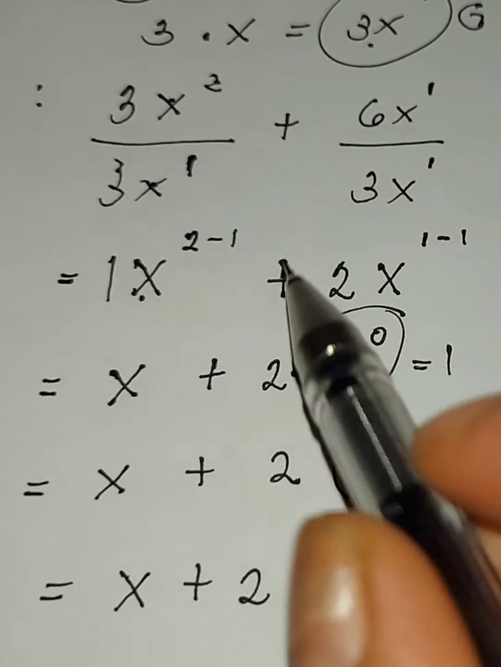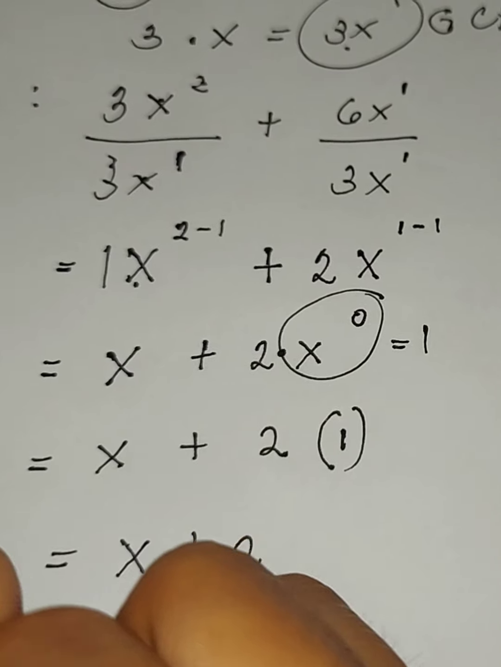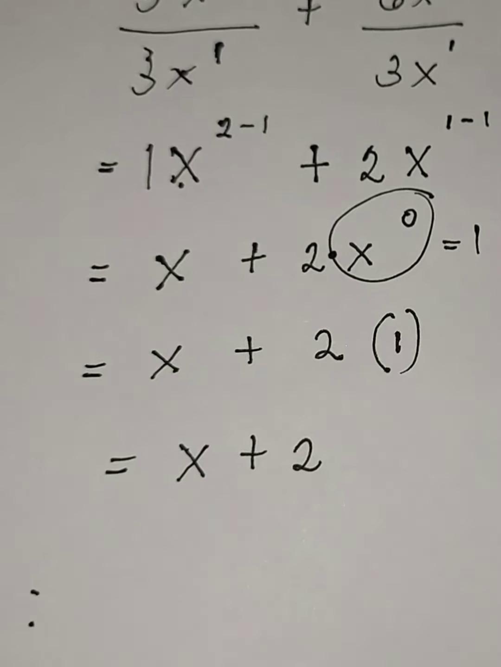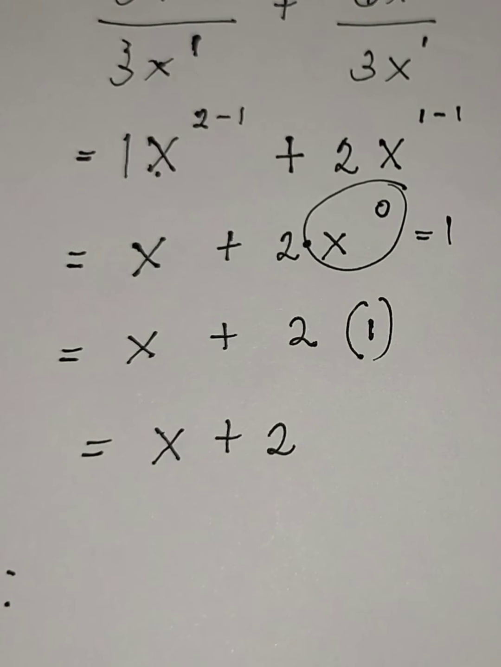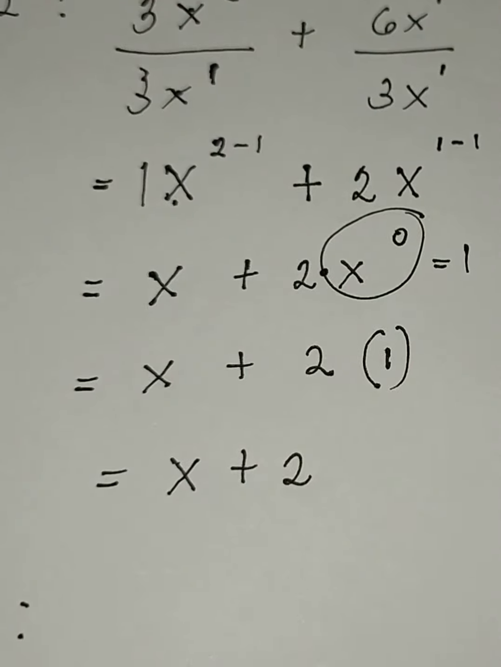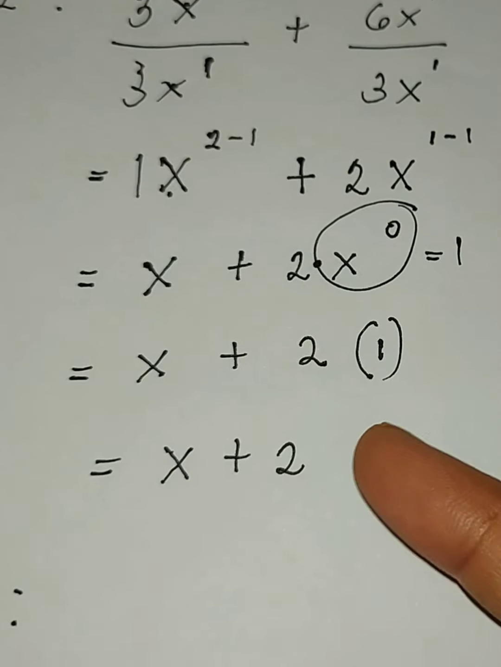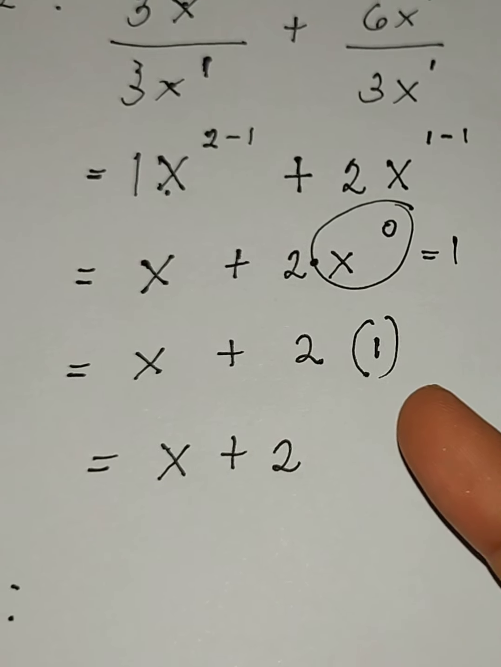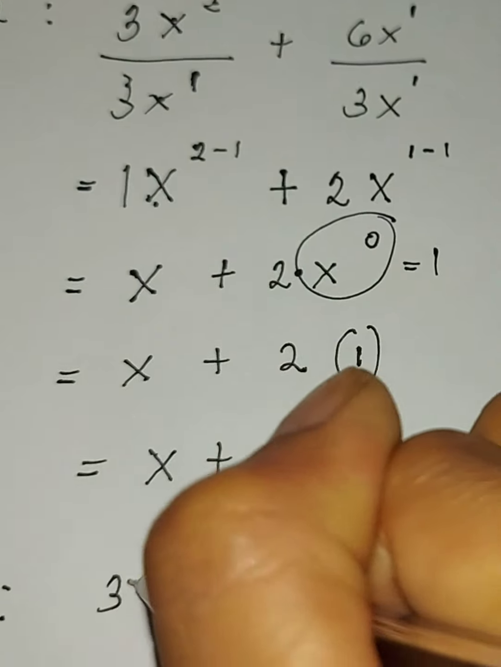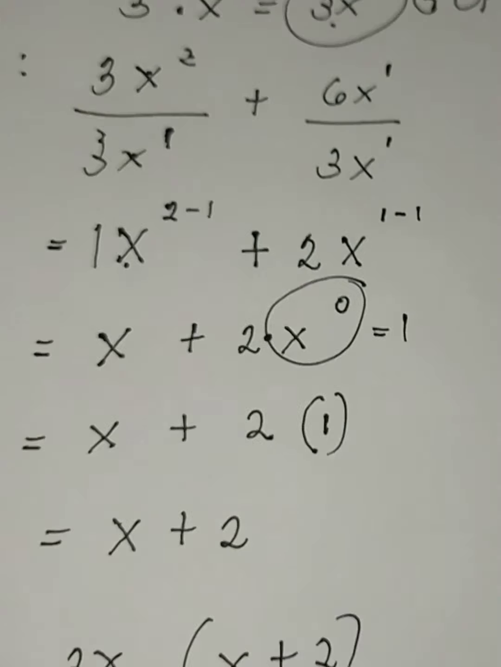So the result of our step 2 is x plus 2. Now let's proceed to step 3. Step 3 is to express the polynomial, or express the result of step 1 times the result of step 2. So step 1, 3x, times step 2, x plus 2.